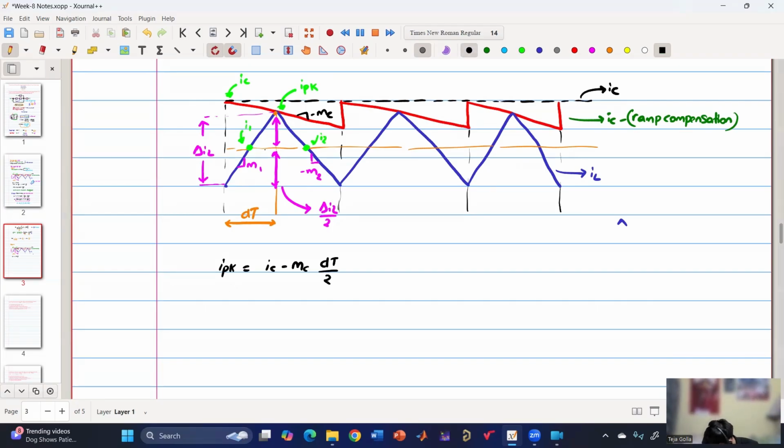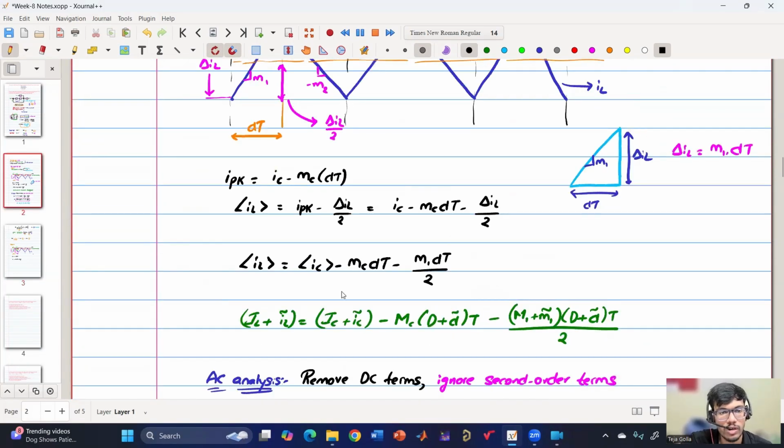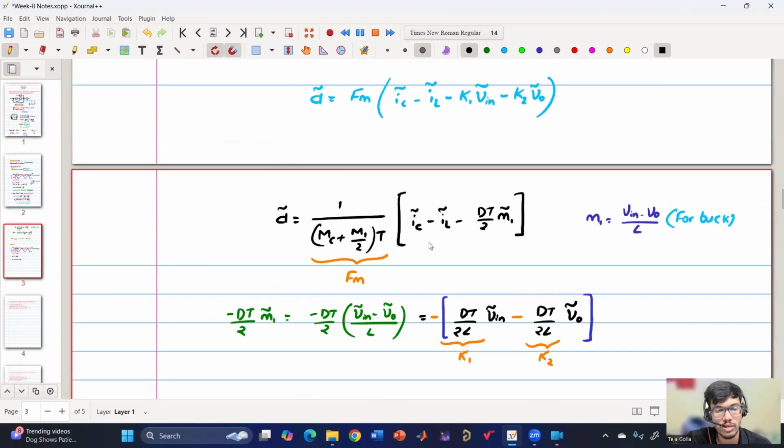I know that I1 is nothing but IC minus MC into, sorry, this is not dt by 2, this is just dt. So MC into dt minus M1 into dt by 2. Agree? How am I getting the midpoint I1? This is I peak minus delta IL by 2. So I can write delta IL as M1 into dt. So this is just the same as what we have gotten here: IC minus MC dt minus M1 dt by 2. So is this clear? I1.